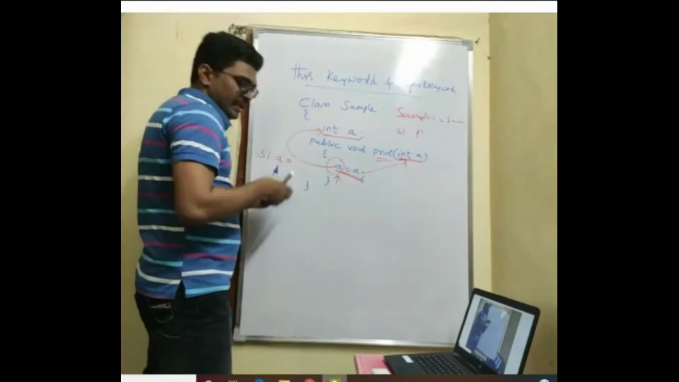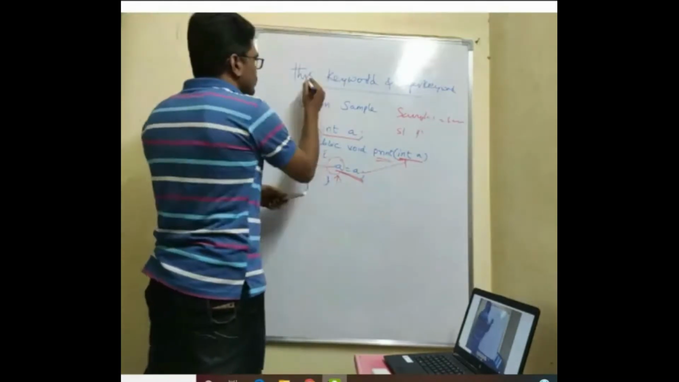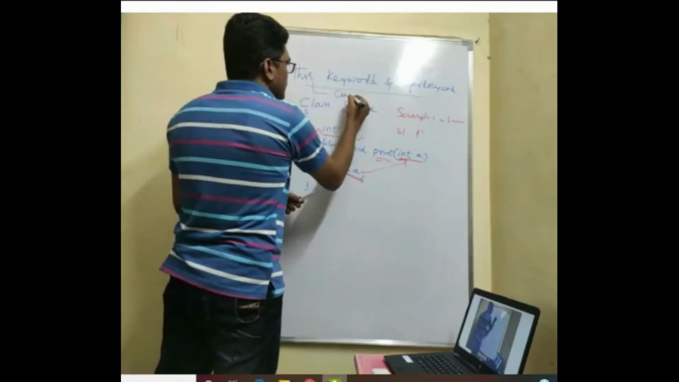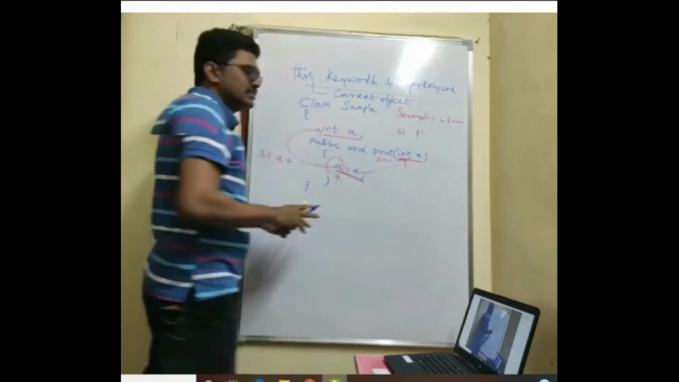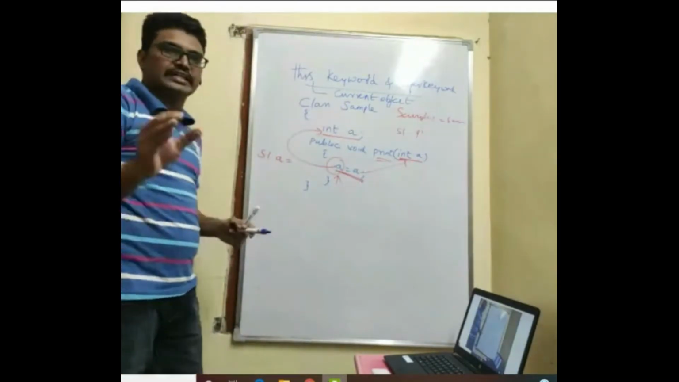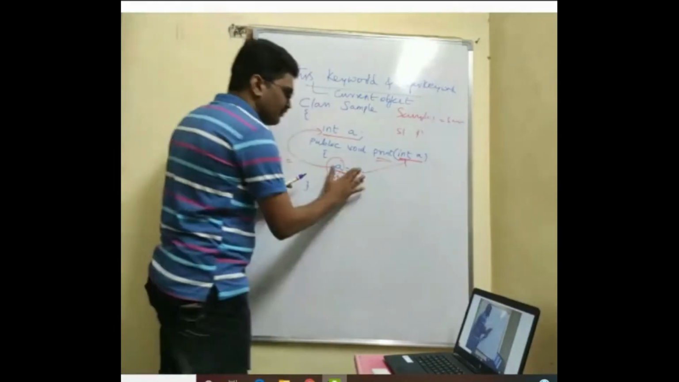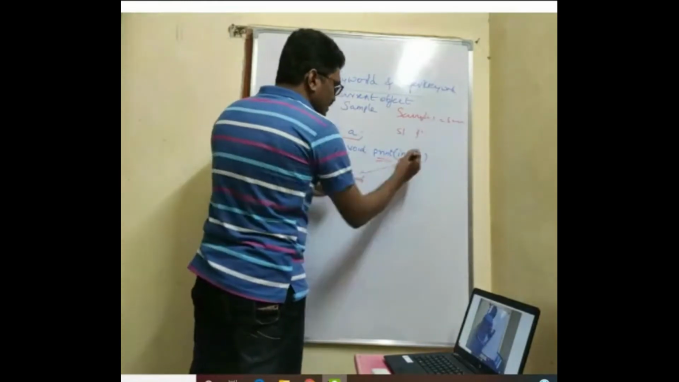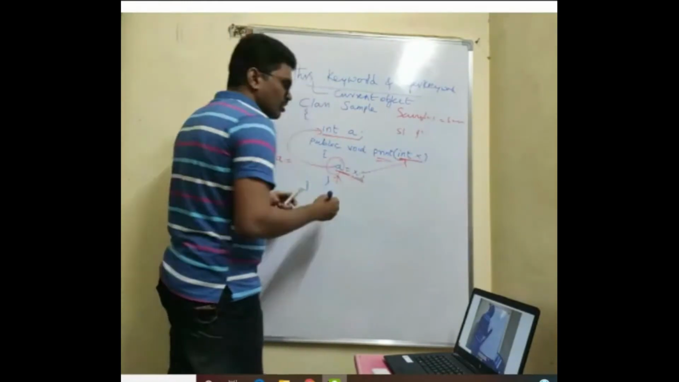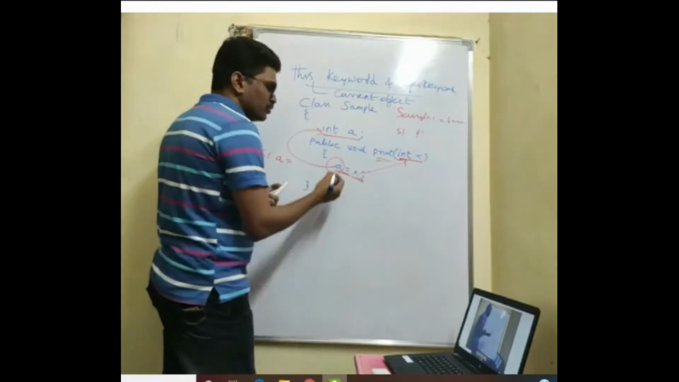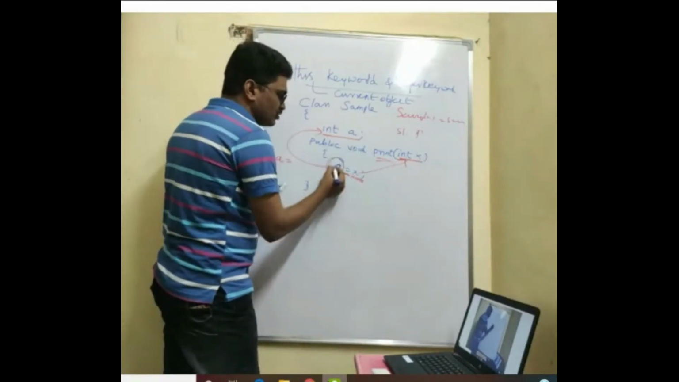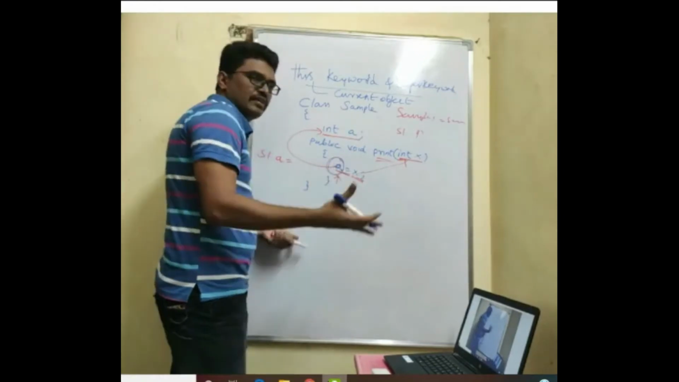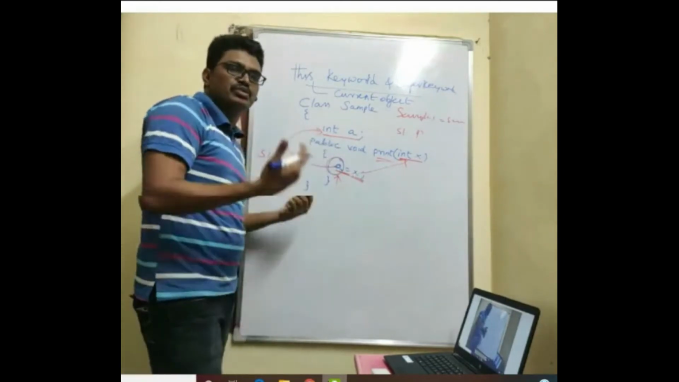So there is a keyword called this. This keyword refers to the current object. The main purpose of this keyword is that it refers to the current object. By default, if these names are different, there is no issue. Automatically the compiler will find out that this is the class data member, so by default the compiler will use the current object.